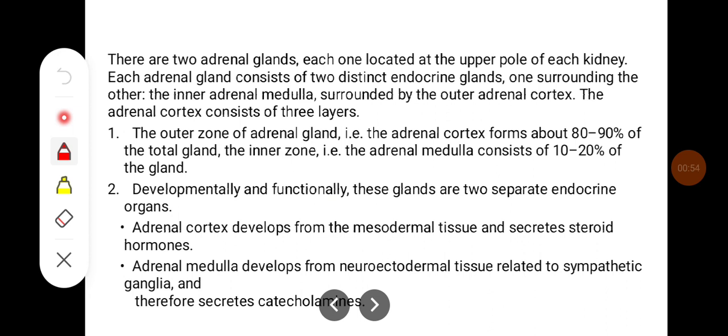There are two adrenal glands, each one located on the upper pole of each kidney. Each adrenal gland consists of two distinct endocrine glands, one surrounding the other. The inner adrenal medulla surrounded by the outer adrenal cortex. The adrenal cortex consists of three layers.